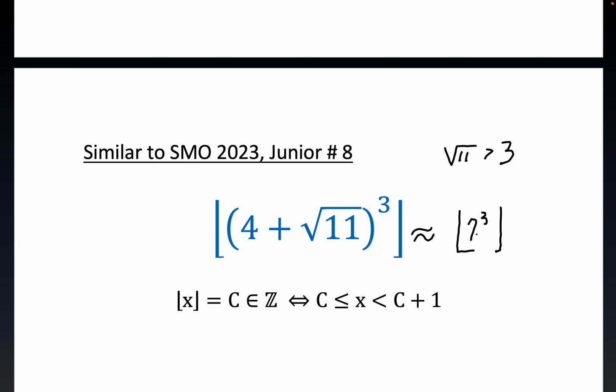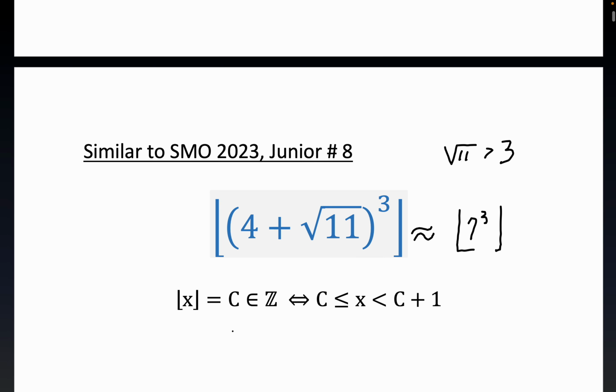7 cubed is what, 343. So this would be somewhere around 343, within shouting distance. Now let's talk about what we mean by the floor function. Let's use a concrete example here. Let's say that we want to do the floor of 7.8. Now this is very intuitive. You essentially just chop off the decimal portion of the Hindu-Arabic number. And in this case, when you chop off the 8, you get 7.